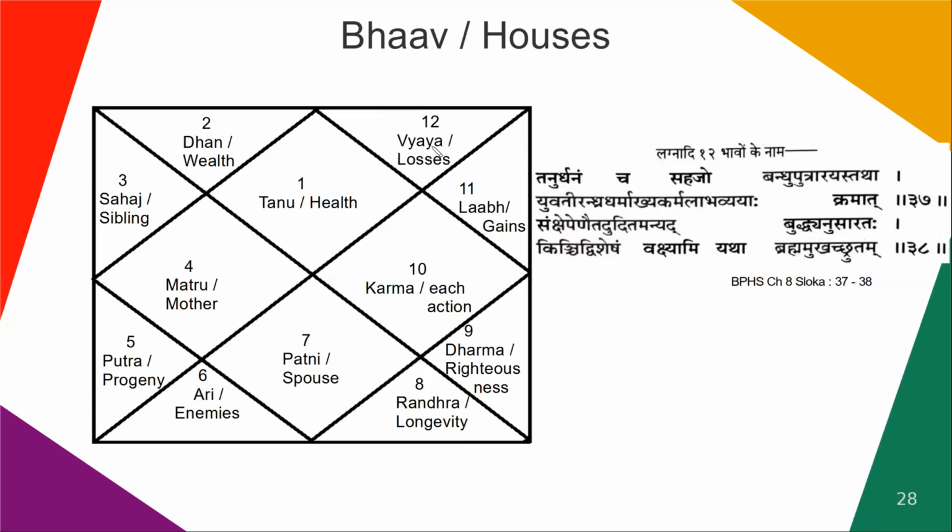The last but not the least is the last house, that is Vyayasthana. Vyayasthana shows the expenditure in this lifetime. Where will your expenditure will be the most? Now, this expenditure can be in terms of money, can be in terms of your time, can be in terms of your effort, or also can be in terms of hospitalization, diseases. So the losses or expenditure is given by the 12th house.